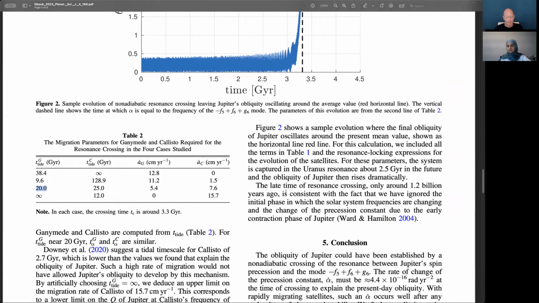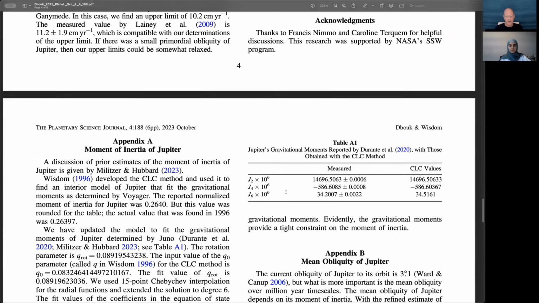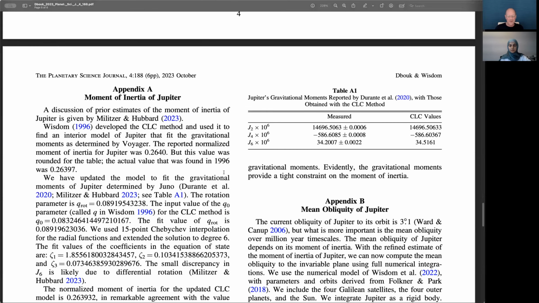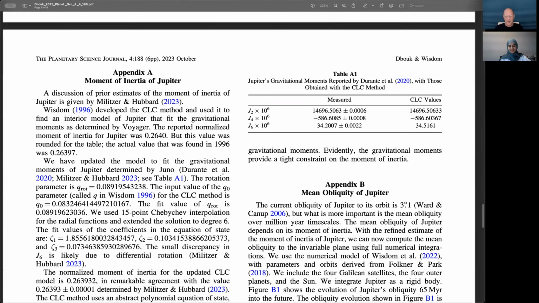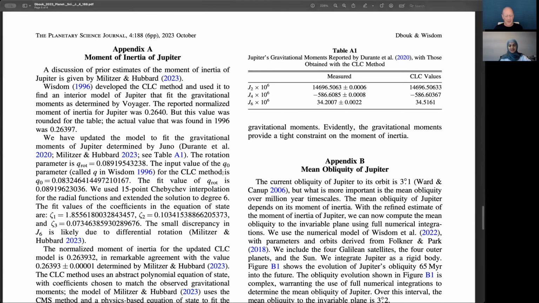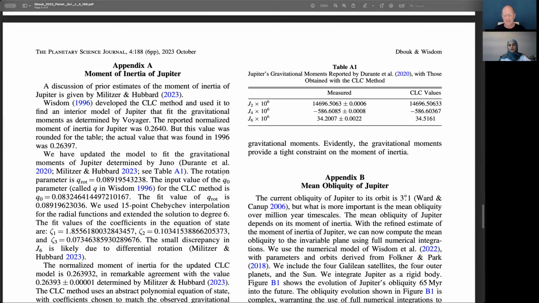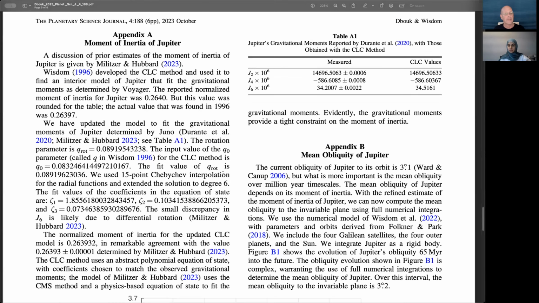Right. Cool. There's also 2 appendices here. There's one about the one I asked about earlier, moment of inertia, and the mean obliquity of Jupiter. So you may want to check those out too. Those are pretty good. Like the first appendix gives how we can also compute the moment of inertia using a CLC method that Jack, my advisor, developed. And this one uses updated values from the Juno measurement, so it provides a very accurate number. It is in very good agreement with the Militzer and Hubbard number that we talked about in the beginning of the paper.